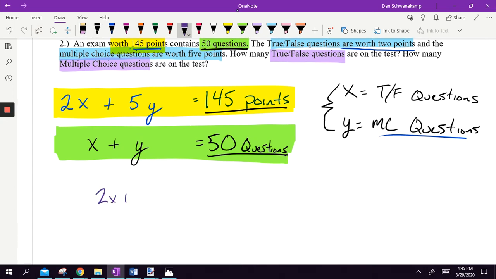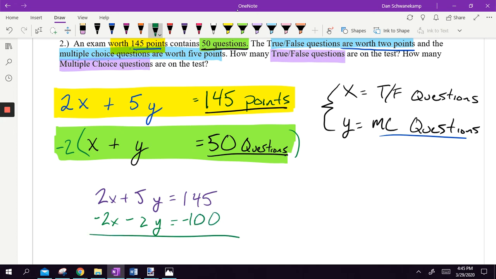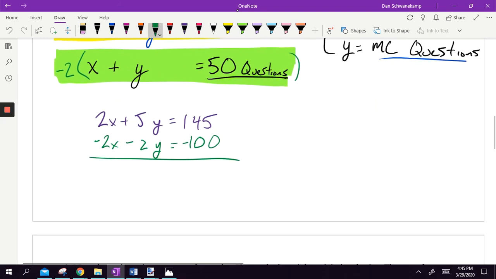So I've got this top equation, 2x plus 5y equals 145. I'm going to multiply this equation right here by -2, because if I multiply it by -2, it's going to cancel out my x's. -2 times 50 is -100. Put them together. X's cancel. 3y equals 45. So y is 15.